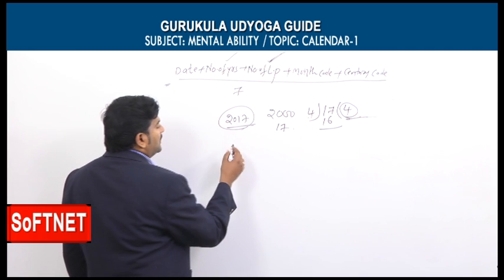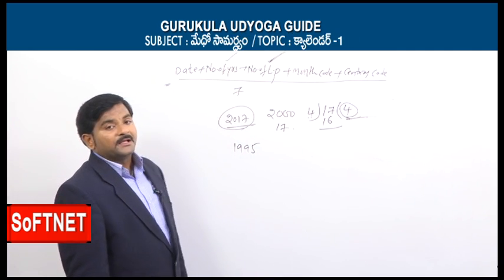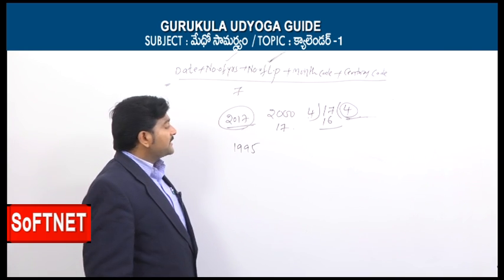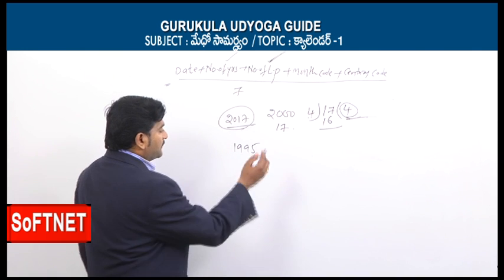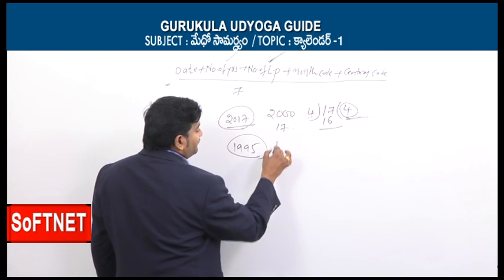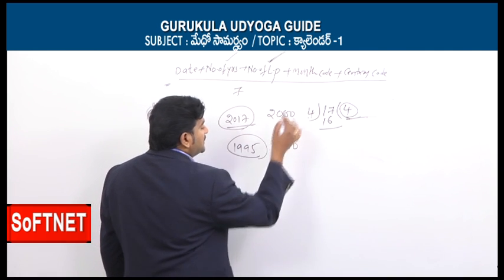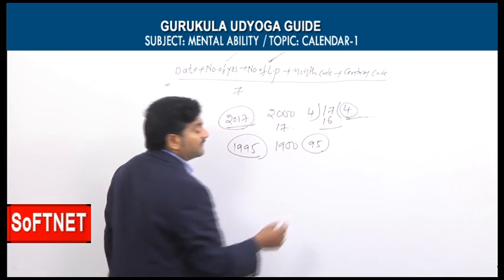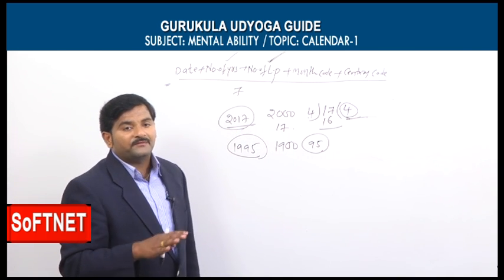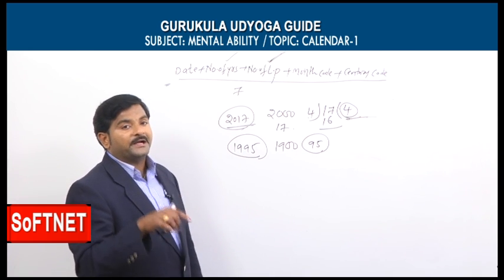Let's say for example 1995 is there. In the year 1995, we need to find out how many leap years are there. So what we can say, in 1995, 1900 is the century year. In the above century year, how many years are we having? 95 years. So in this 95 years, we need to identify how many leap years are there. That can be obtained by dividing by 4.